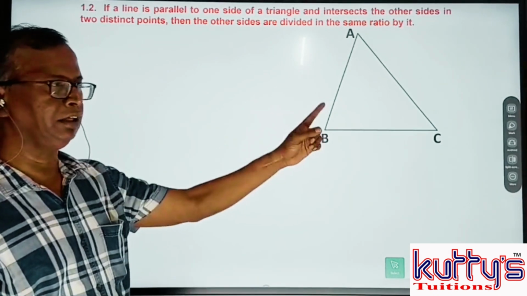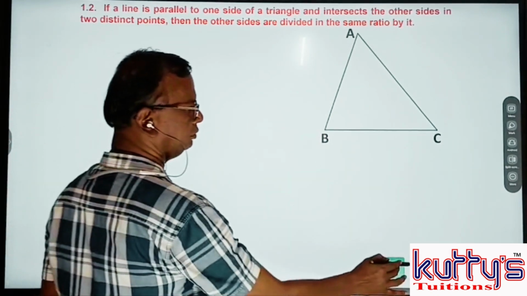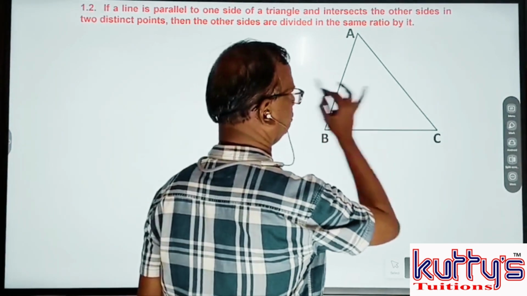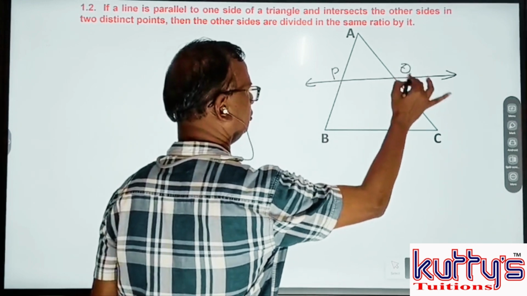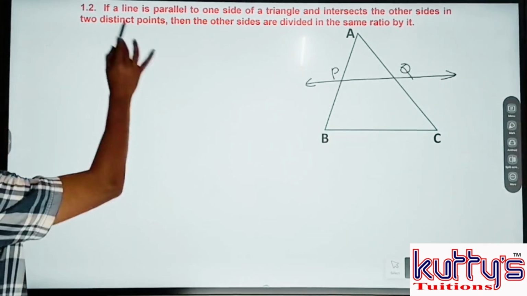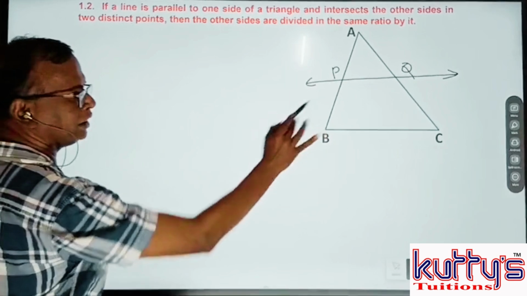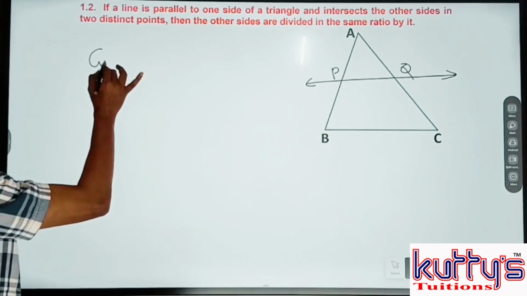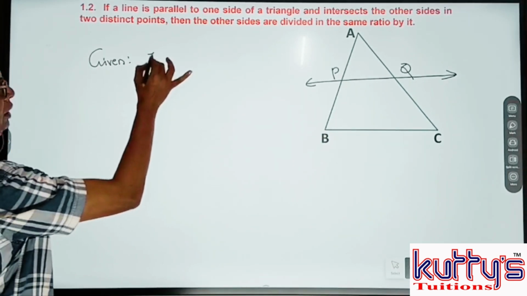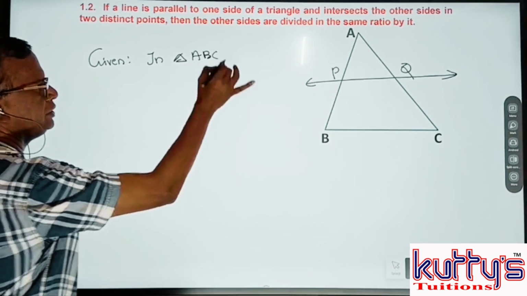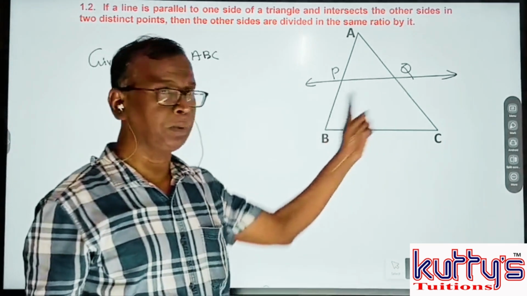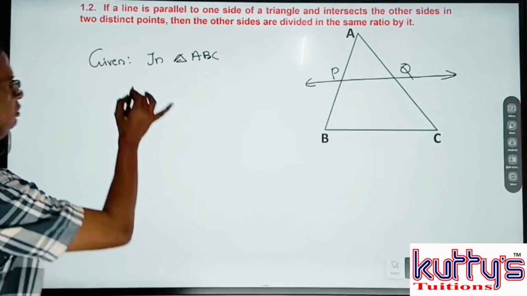Okay, this is a triangle. I'll draw a parallel line here. So what is given here? In a triangle, the lines are what? Parallel. In triangle ABC, what is given? Line PQ is parallel to line BC.